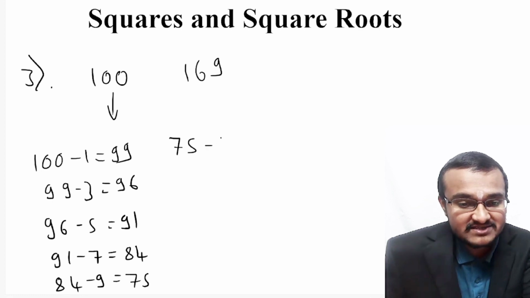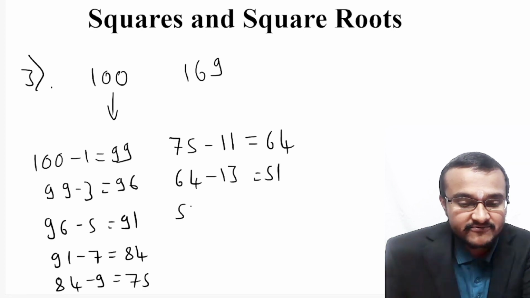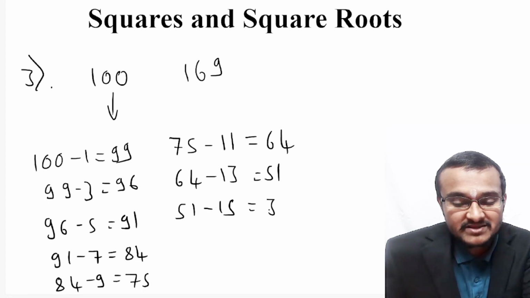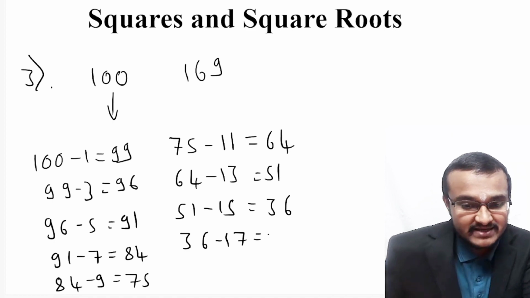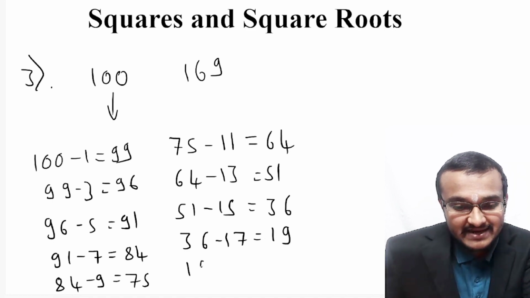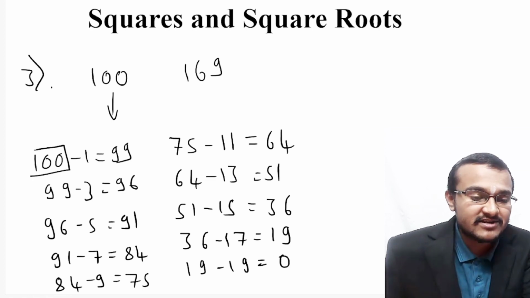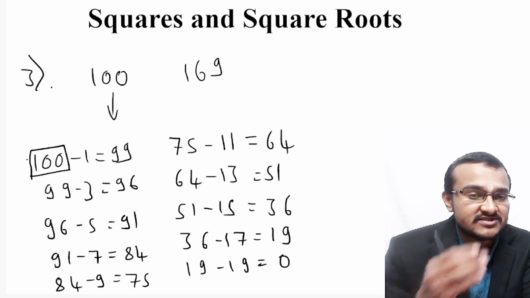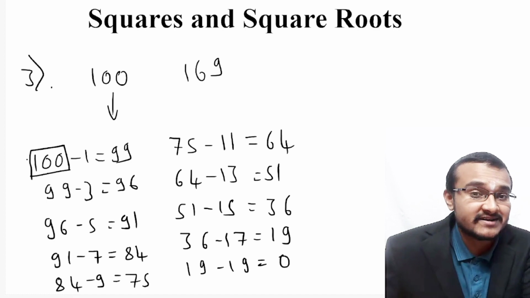So 75 minus, the next odd number is 11. So 75 minus 11 will be 64. So 64 minus 13 will be 51. So 51 minus 15 will be 36. So 36 minus 17 will be 19. So 19 minus 19 will be equal to 0. So now you can see, after going on doing repeated subtraction starting from 1 using odd numbers, we are reaching 0. That shows 100 is a perfect square.